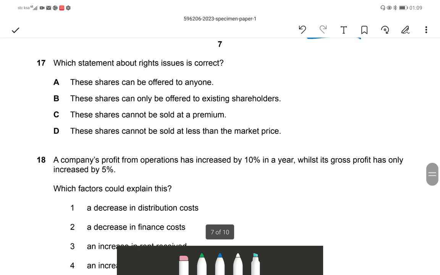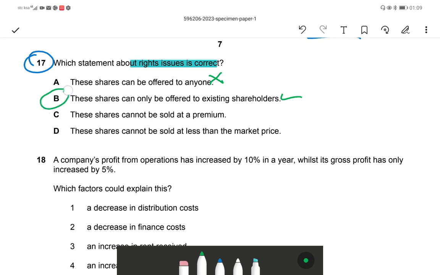Next, question number 17. Which statement about rights issue is correct? These shares can be offered to anyone. No, a rights issue is not offered to anyone, only to existing shareholders. These shares can only be offered to the existing shareholders. B is the perfect answer.